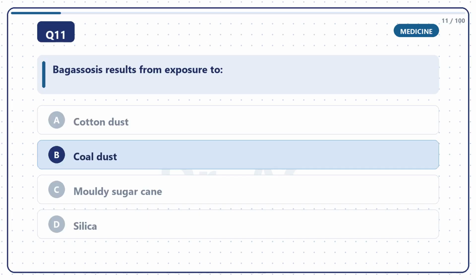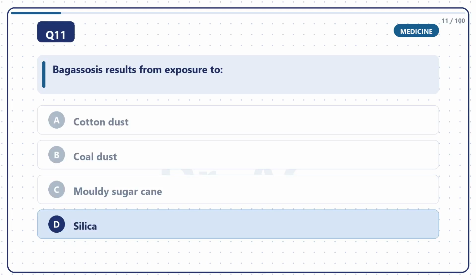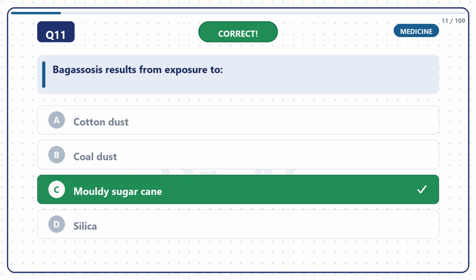Option B, coal dust. Option C, moldy sugar cane. Option D, silica. The correct answer is option C, moldy sugar cane.